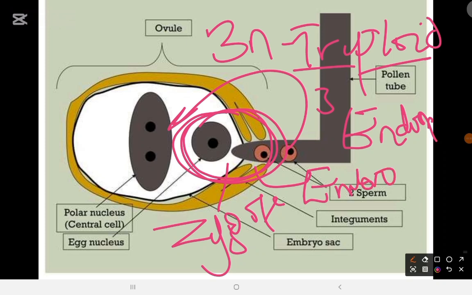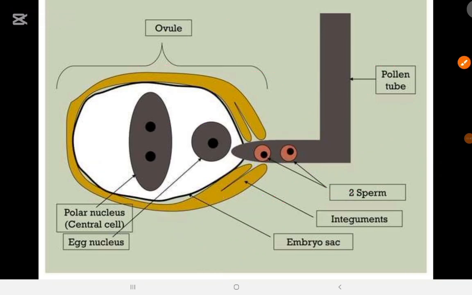And of course, this is how a fruit is given birth to. Is that okay? This is how a fruit is produced.